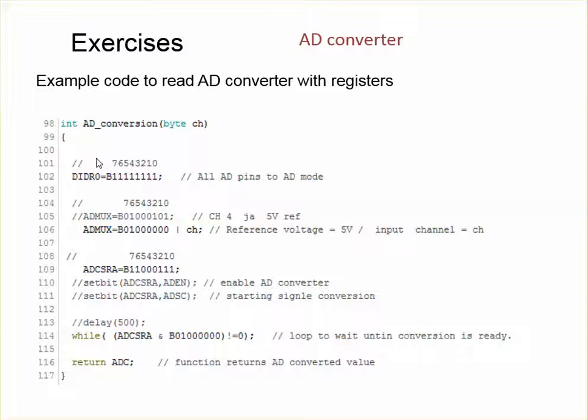So first what we have to do is define all the AD pins for the AD converter. In here we are using all these possible pins for the AD converter. So all C port pins will be used for the AD converter, and they are not used for digital purposes. And here is where we define the reference voltage and choose the input channel.